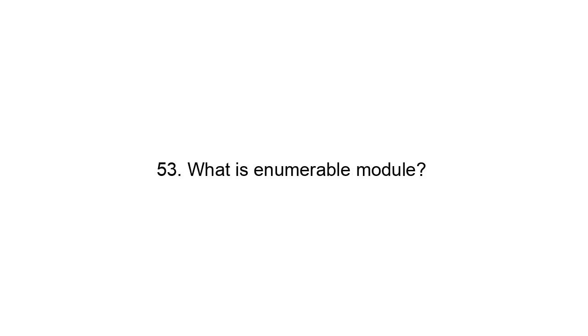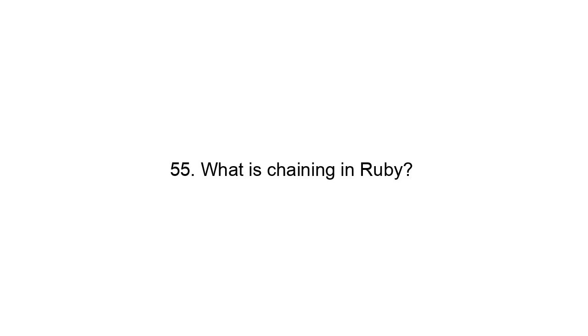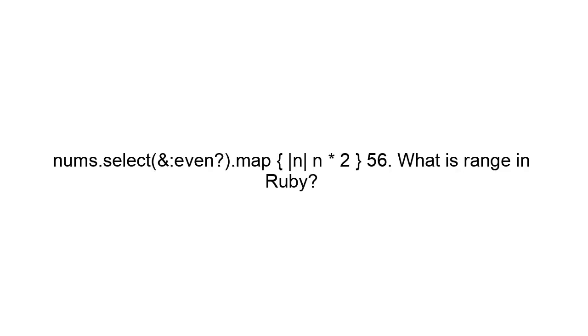53. What is Enumerable module? Provides collection traversal methods. 54. Common Enumerable methods: each, map, select, find, reduce. 55. What is chaining in Ruby? Combining multiple methods. Example: nums.select(&:even?).map { |n| n * 2 }.